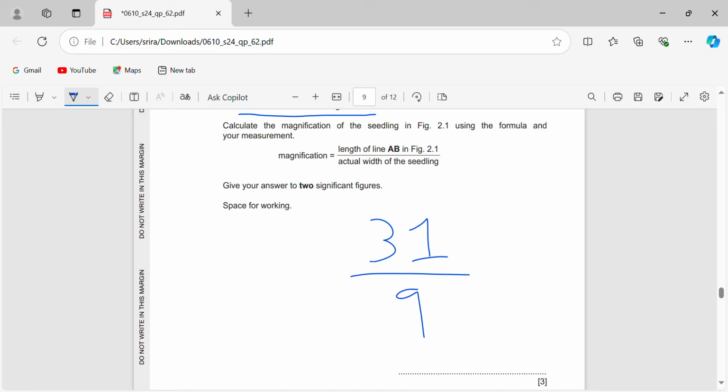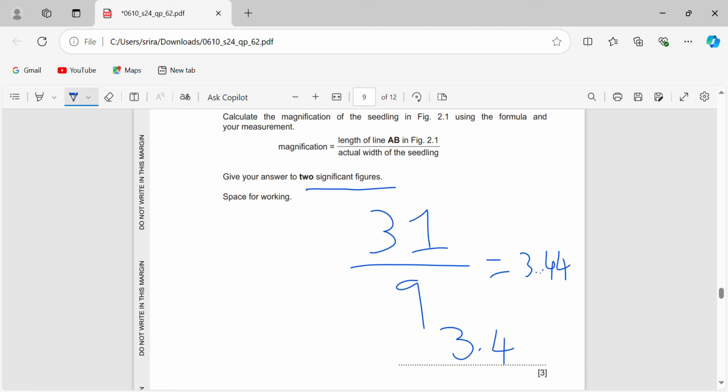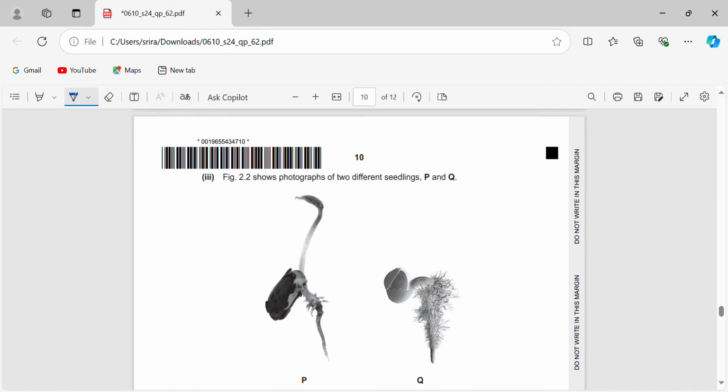3.44. So that's 3.44. But the answer needs 2 significant figures. So 3.44 is 3 significant figures. We're just going to round that down and write 3.4. We're done there. Let's keep on going. So we're done. Easy 8 marks.